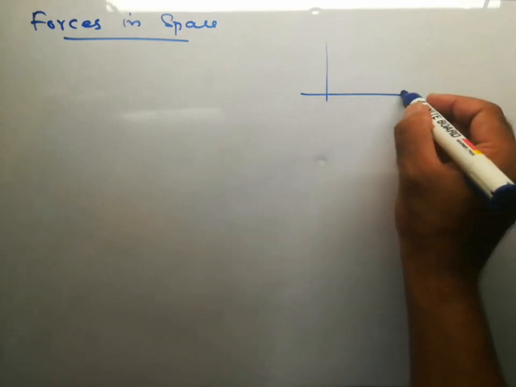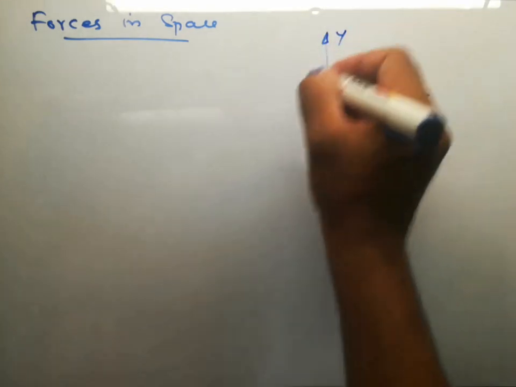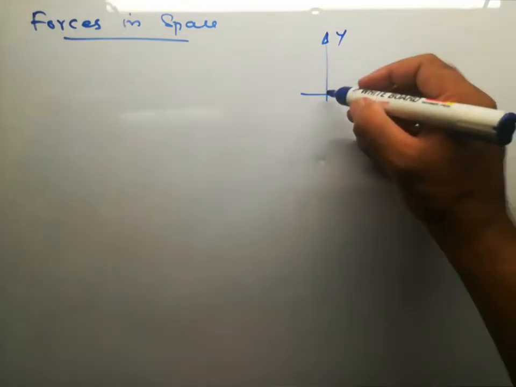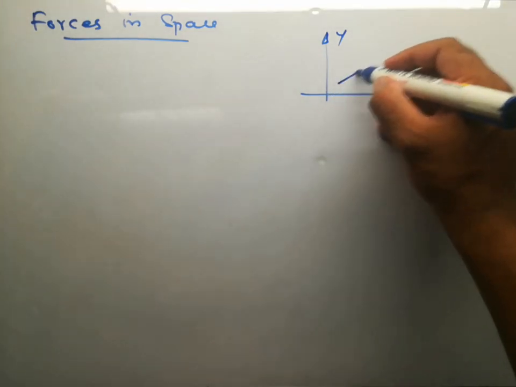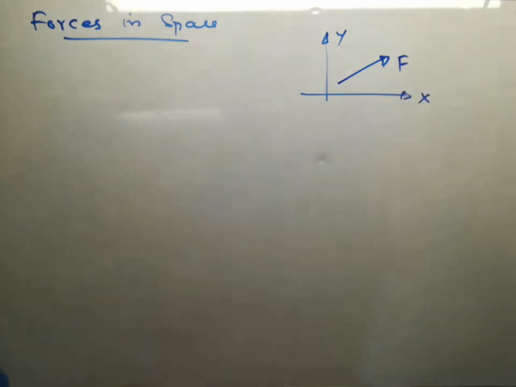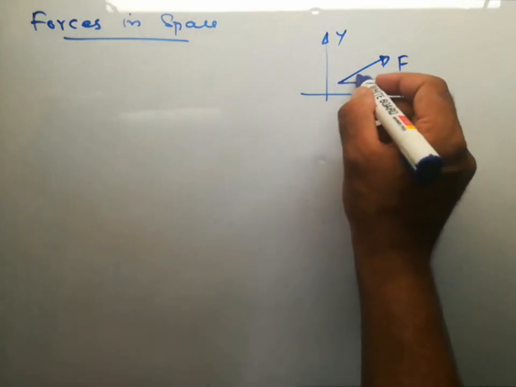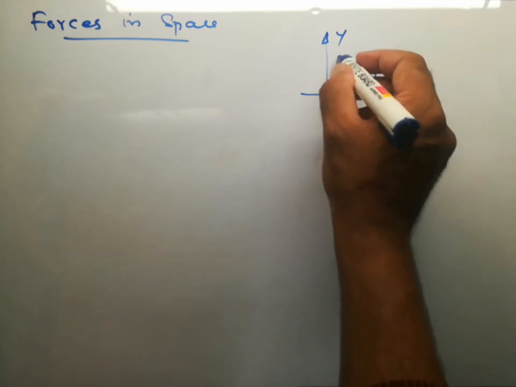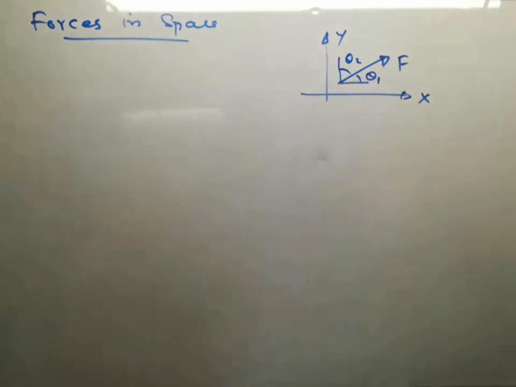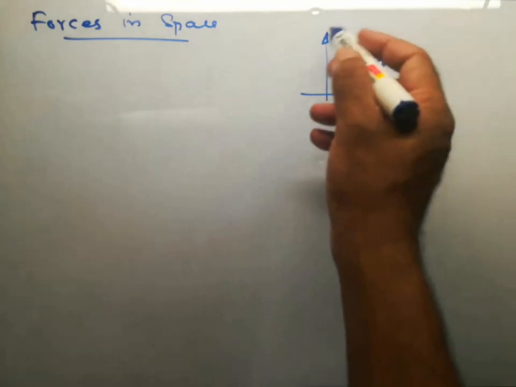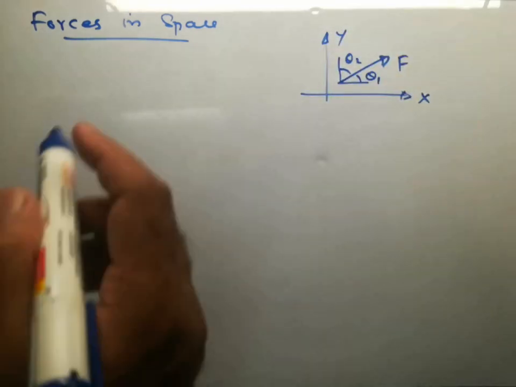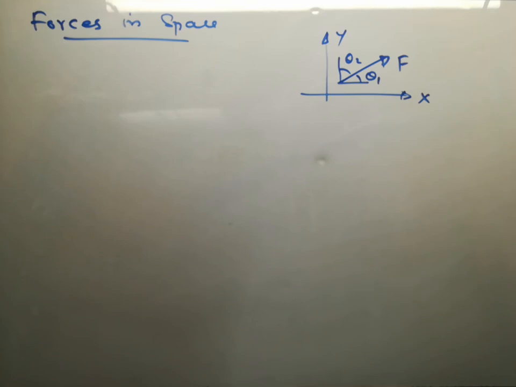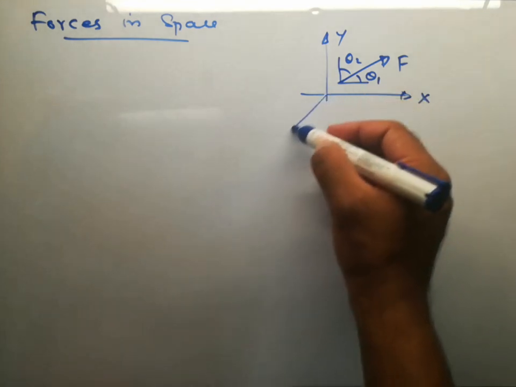Say in a plane, if x and y are the coordinates, then forces in this plane, say let it be F, which is at an angle theta with the x-axis, or theta 1 with the x-axis and theta 2 with the y-axis. Or if you know one of the angles, we can find out the other angle. These were the forces we dealt with in the previous cases. Now we need to deal with the forces in space, in which one more axis will be considered.